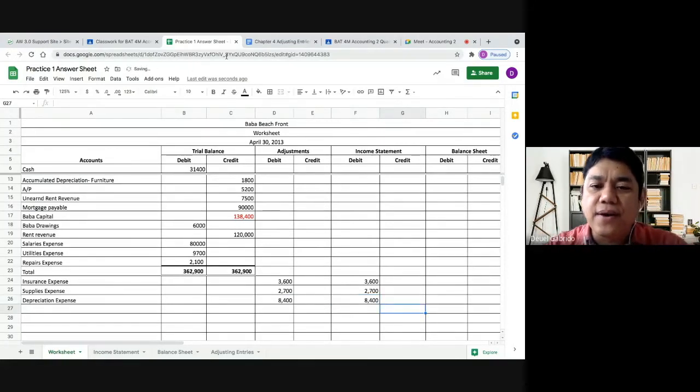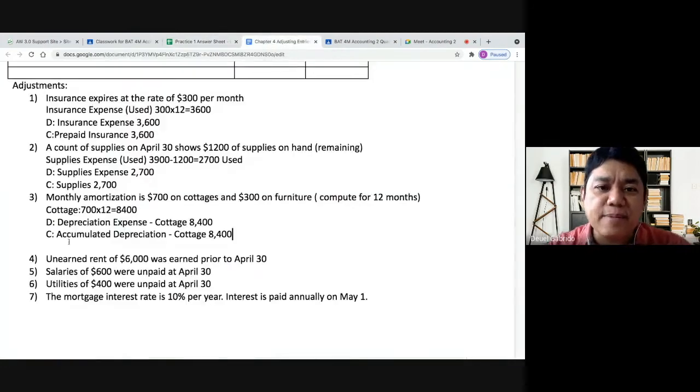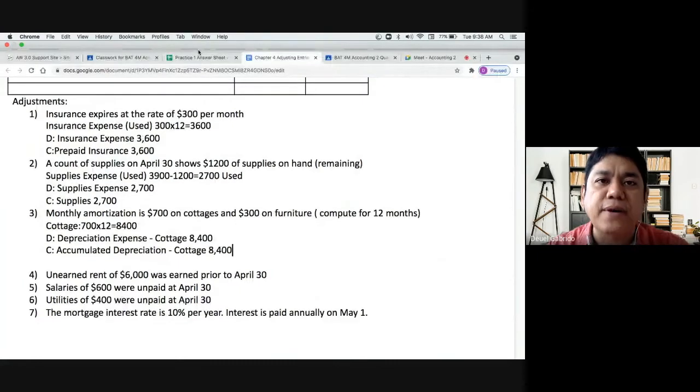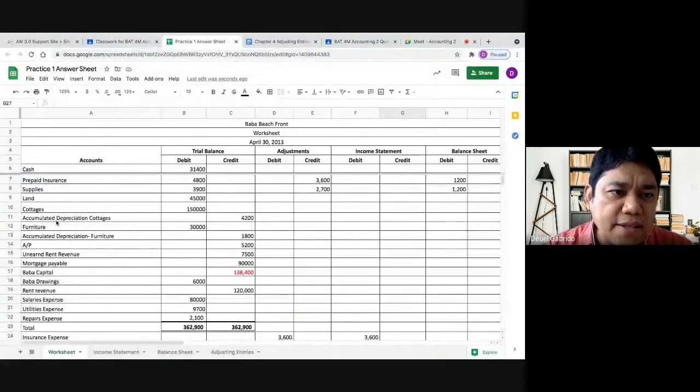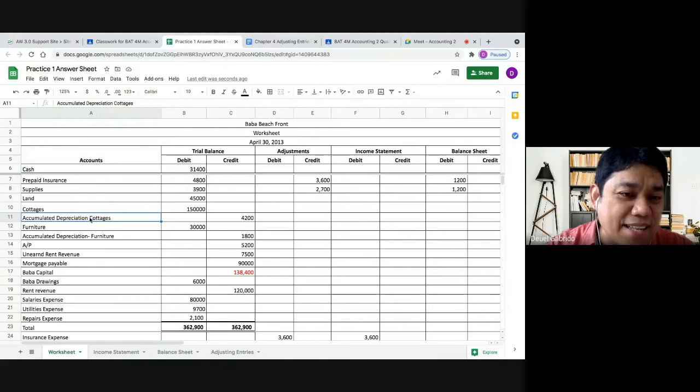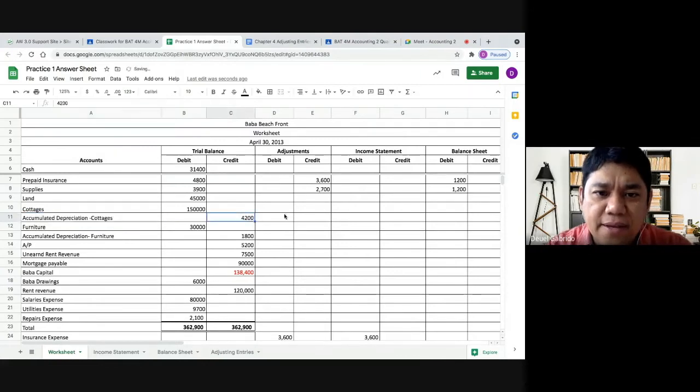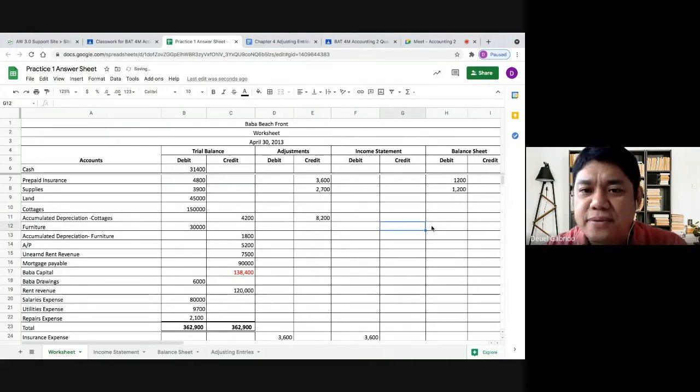Okay? And then the second adjustment, the credit, what's that? Accumulated depreciation cottage 8,400. So let's put it here. Is it on the list, guys? Accumulated depreciation. Do you see this one? Yeah, this is the name, right? Okay, because it's here, let me put like the hyphen, okay? I'll put it on the credit 8,400 here.